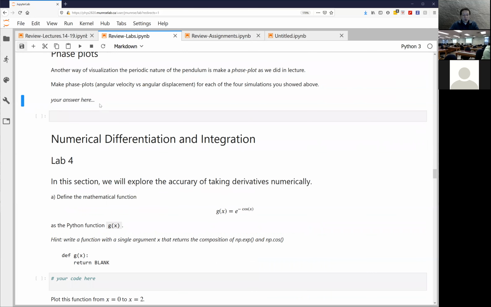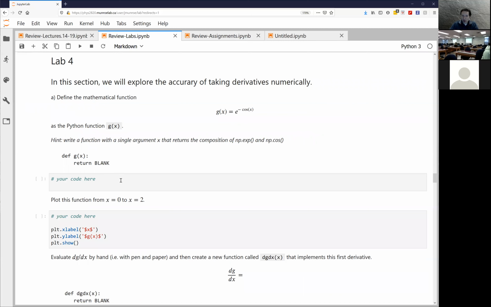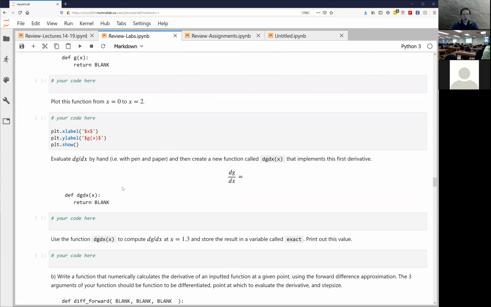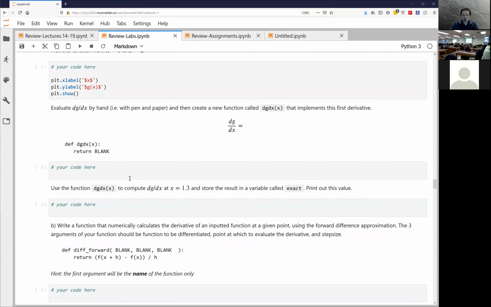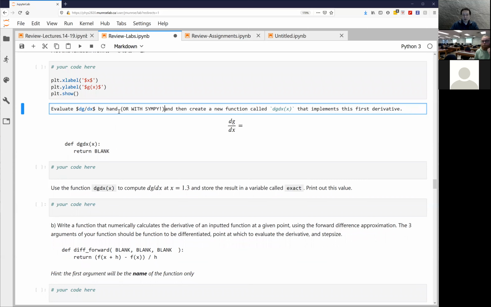Okay, lab number 4 talked about numerical differentiation and integration. So I'll leave this here as an example to review. Be able to take a line of code mathematically and give me back a Python function that implements it. Be able to come up with a derivative of it. Now, in this lab, I had you do it by hand. I'll put this here. Or with SymPy, okay? Because now we know about SymPy.